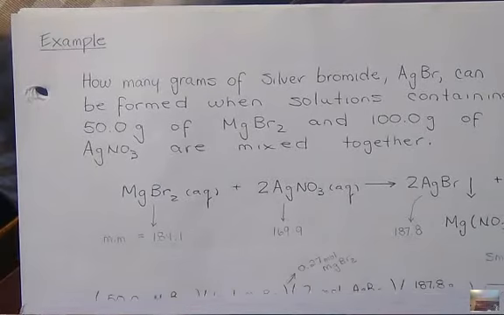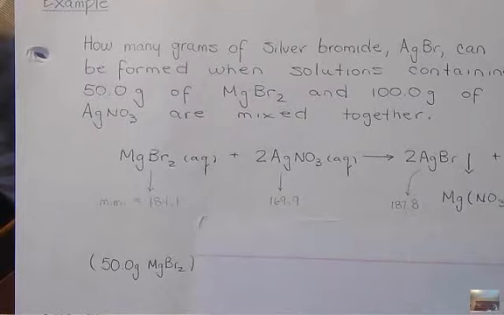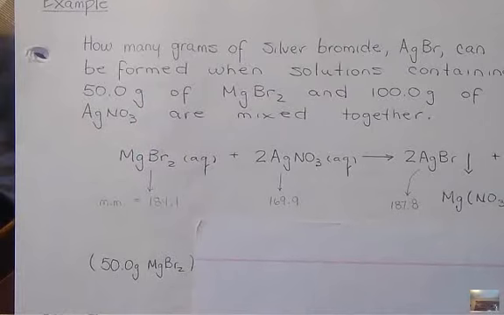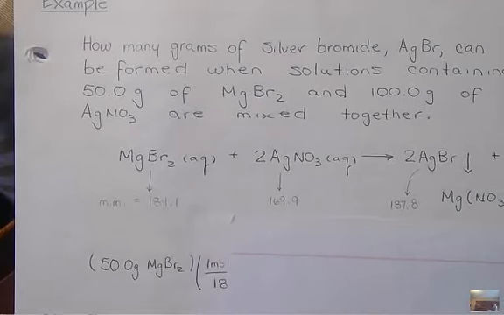Okay? So here we go. I have 50 grams of magnesium bromide. That comes right from the question. First thing, you cannot do stoichiometry in grams. You have to change to moles. So how do we get to moles? We divide by the molar mass, the 184.1.